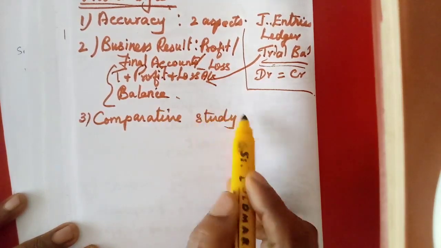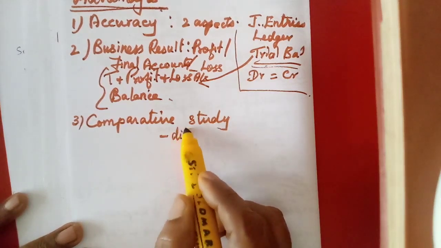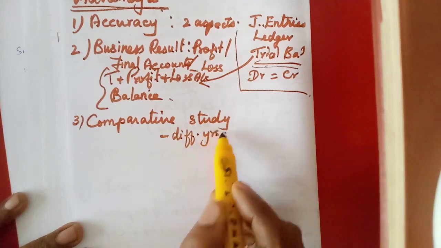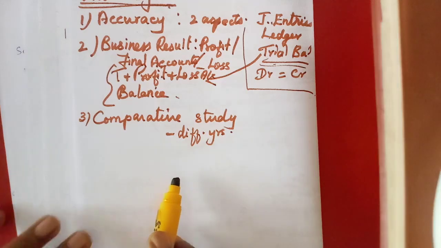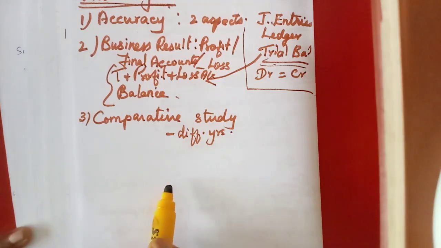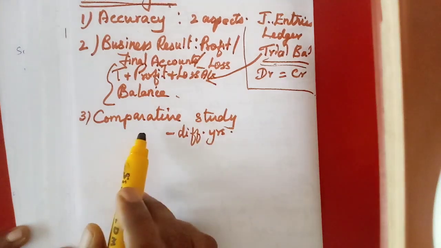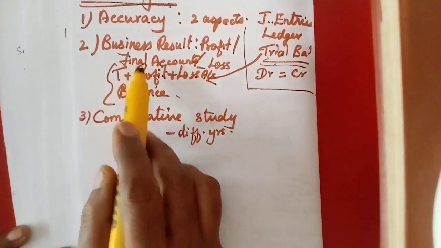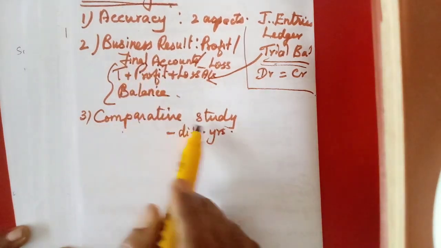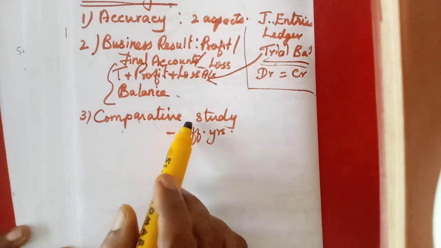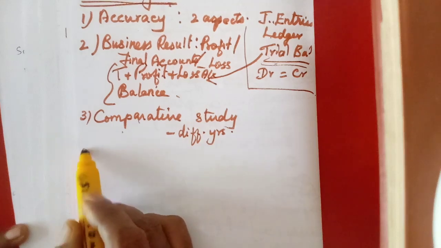Then the third advantage is comparative study. Here we compare the statements of different years, with the previous years. The previous balance sheet will be compared with the current year's, and the management can take some decisions or controlling measures. Only if we have these financial statements or final accounts can they do comparative studies. So comparative study is possible because we prepare the accounts in the double entry system.